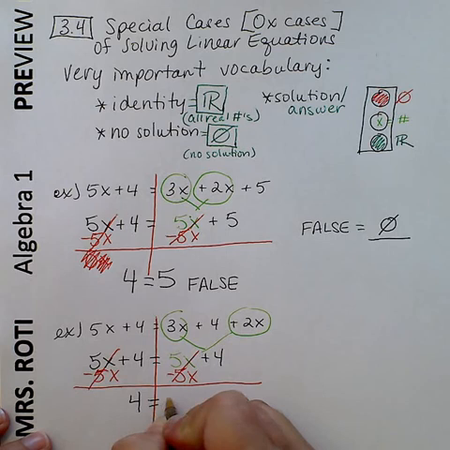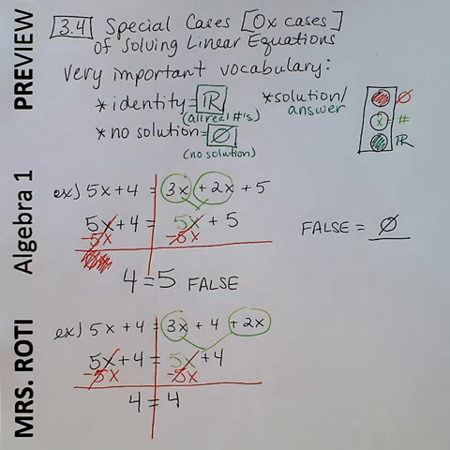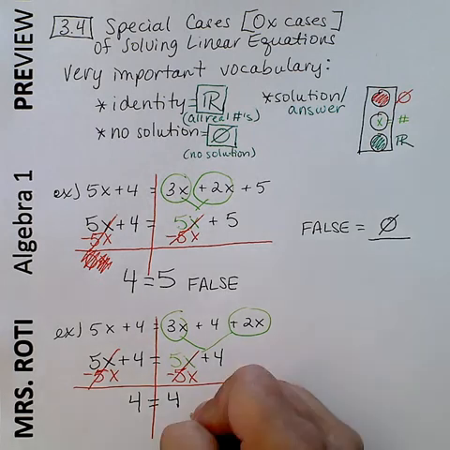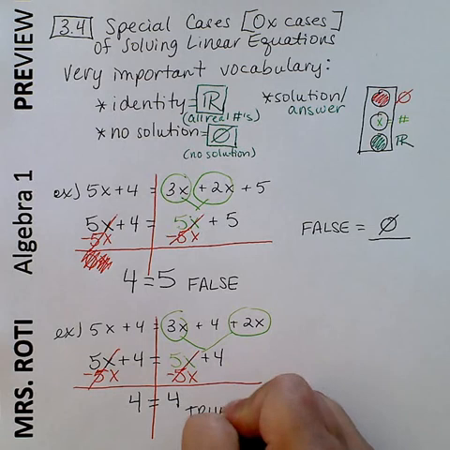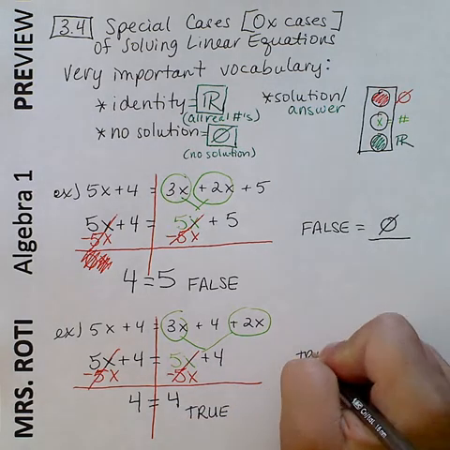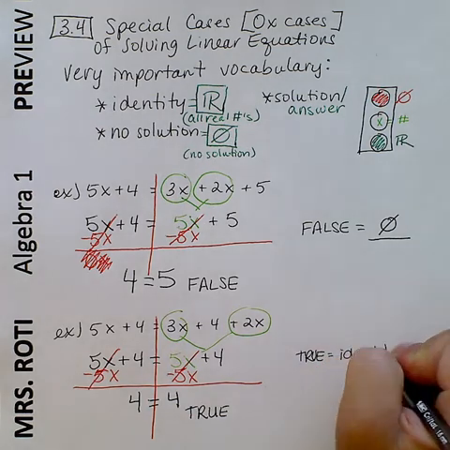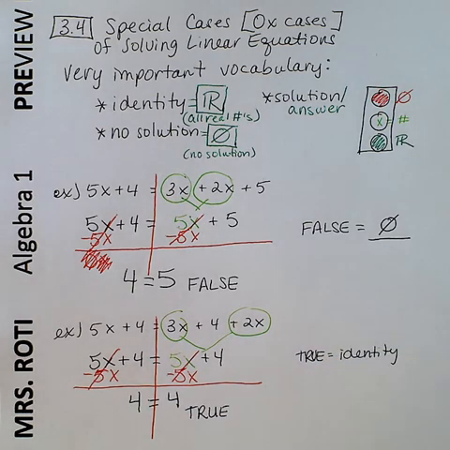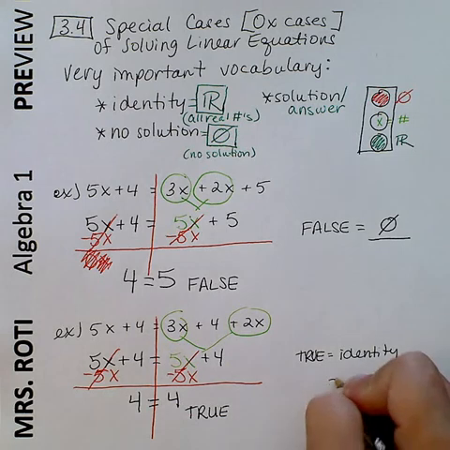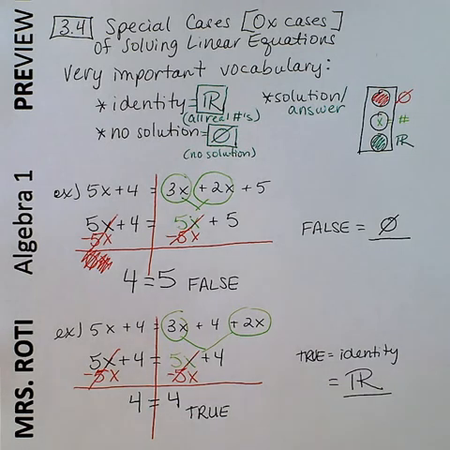Mathematicians are sometimes lazy, so if we can understand the identity, we can just skip that step. This time, however, we end up with a true statement. A true statement tells us that we have an identity. It is always true in an identity. So our answer to the problem is going to be the symbol, all real numbers. No matter which number you plug in to check, it will make a true statement.